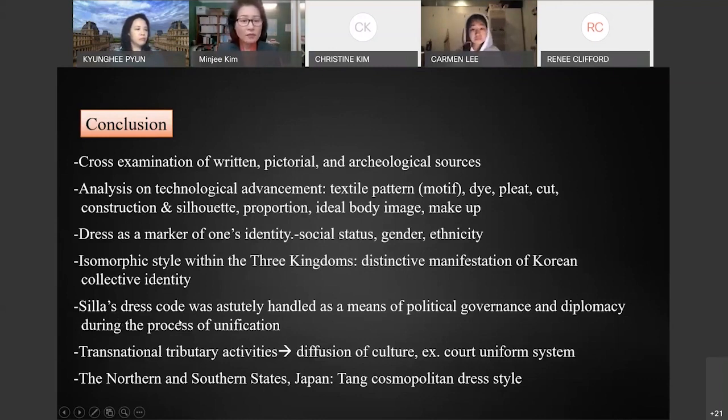And Silla maintained their dress code as a political governance and diplomacy during the process of unification. So when they unified the Three Kingdoms, they used dress code as a political means and diplomacy. So I'm going to talk a little bit more about this, and I want to hear your opinion on this after this talk. And tributary activities contributed to diffusion of culture and dissemination of fashion. And at this time of the northern and southern states period and Japan, Tang, those countries actually showed cosmopolitan dress style at that time. So this wraps up my talk, and I look forward to questions.